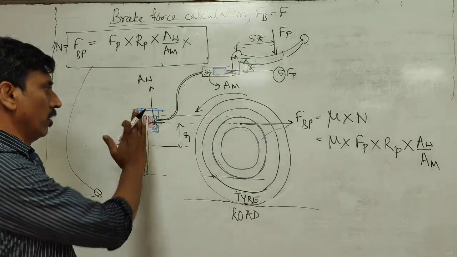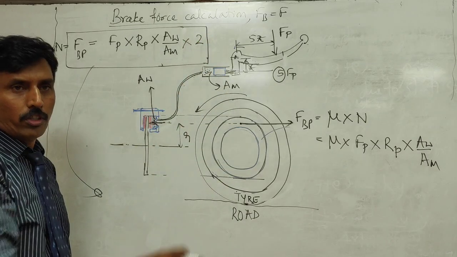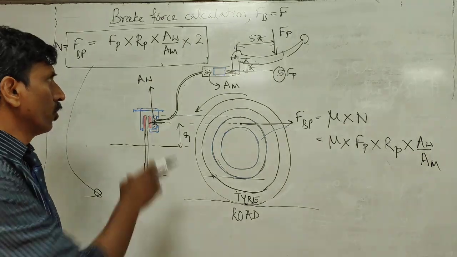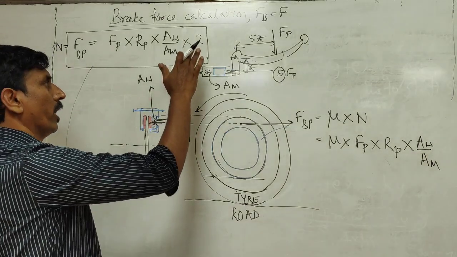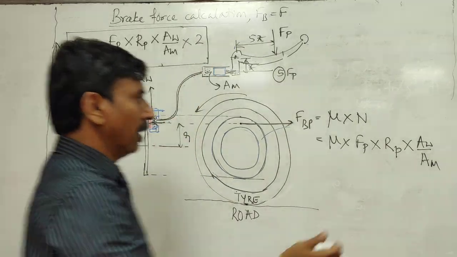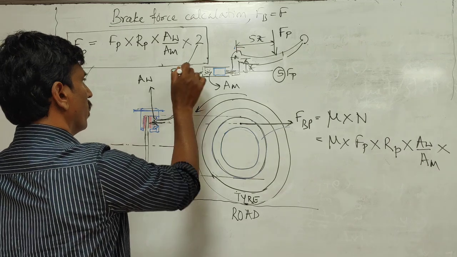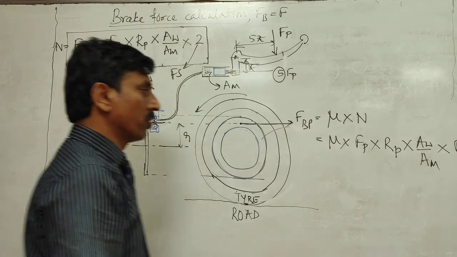Friction surfaces. Usually for most of these it is 2. The friction surfaces are 2, so therefore we write it as 2. So this is actually Fs. I am multiplying by this Fs, which is the number of friction surfaces.